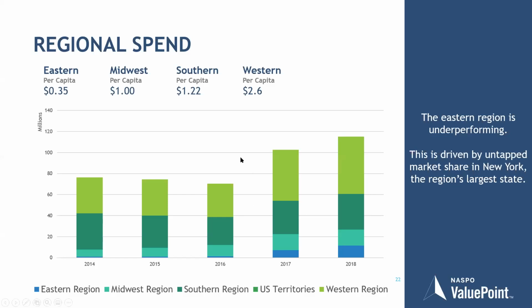We were able to see that the Western region was overperforming, and we understood that because of NASPO's roots in WSCA. The Western states have tended to outperform the other regions, so that made sense to us. The Midwest and the Southern regions were pretty comparable, but the Eastern region was really underperforming. As we dug into that, we were able to determine that was driven by the fact that New York, which is the region's largest state, had much lower spend than average. That's the kind of information that you can find to apply to your state.